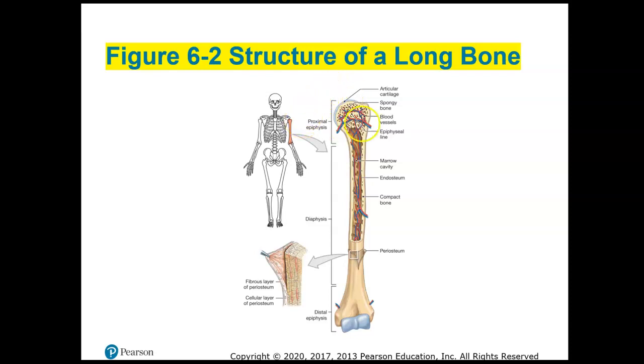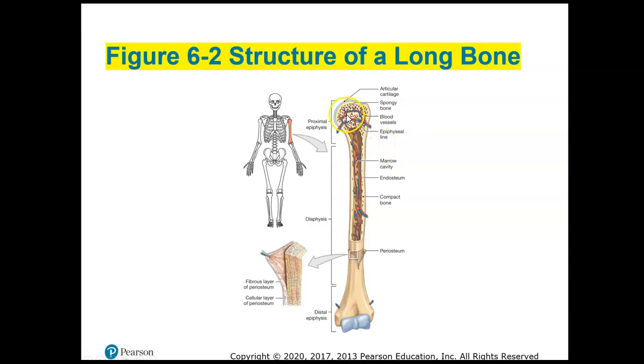Notice that the epiphyses are covered with articular cartilage. They are also formed primarily from spongy bone or cancellous bone that has air spaces. Remember that your red bone marrow is found within the spongy bone.